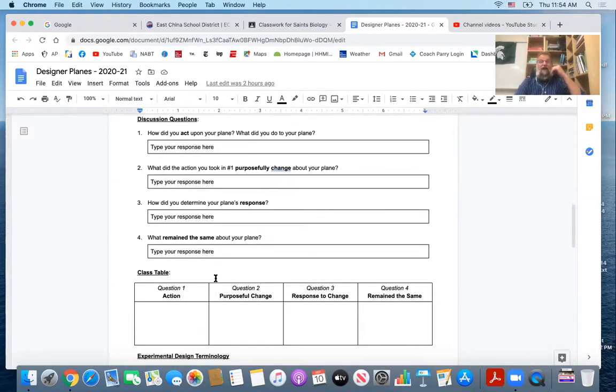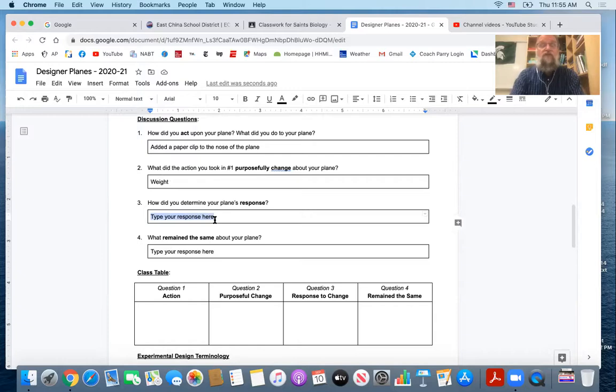After doing that, we came back and we discussed these items in class. So we said, how did you act upon your plane? What did you do to your plane? So let's stick with the paperclip activity. So I'm going to type in here, if I was that student, added a paper clip to the nose of the plane. And by doing this action, what were you purposely changing about the plane? I was changing the weight of the plane. And of course, you'll make answers in those boxes that fit the scenario that you chose.